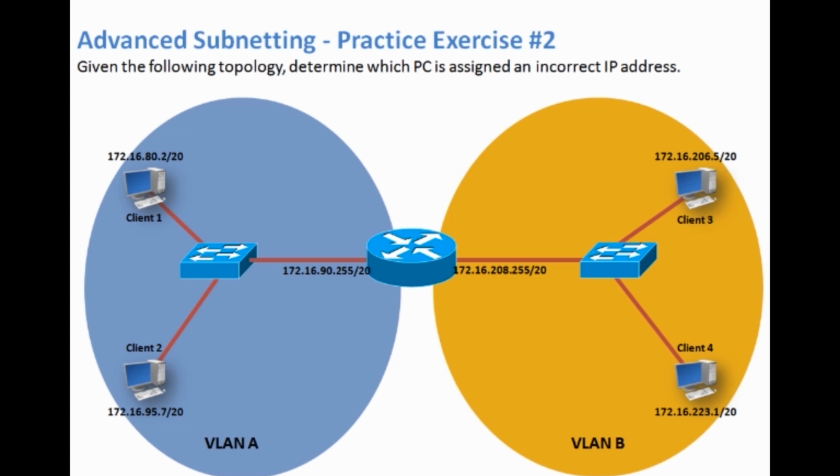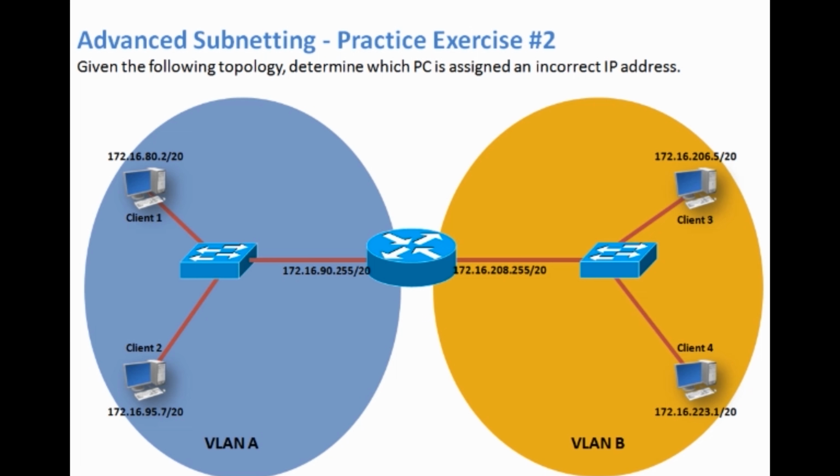In other words, we've added 4 bits. We have 4 borrowed bits. 2 raised to the 4th power is 16. There are 16 potential subnets that we have carved out, and we're using 2 of those on screen. And what we need you to do is to determine which client does not live in the appropriate subnet.